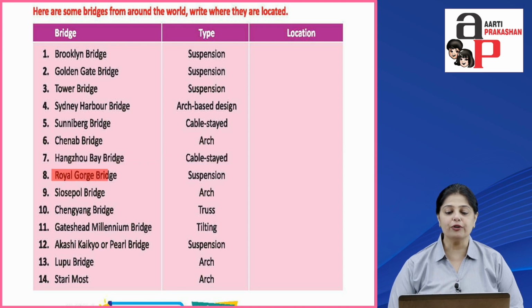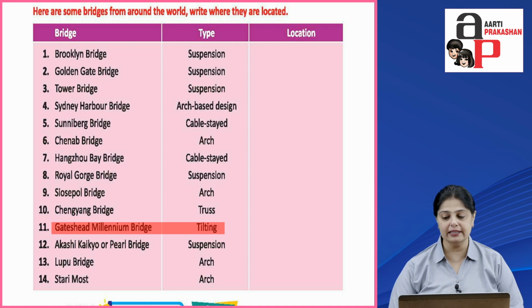Alright, now, the Royal Gorge Bridge. It's a suspension bridge at Canyon City, Colorado. Okay. Then is the Seospol Bridge. This is an arch bridge situated at Isfahan, Iran. Okay. Then you have the Shenyang Bridge, which is a truss bridge and is located at Sanjiang County, China. Then you have the Gateshead Millennium Bridge, which is a tilting bridge, and it is situated at Gateshead, England.